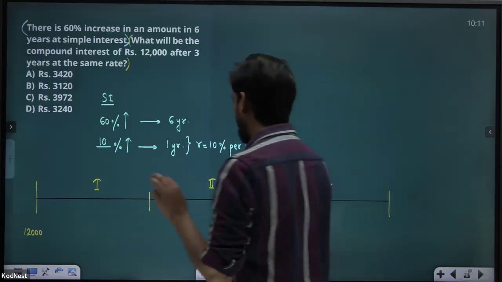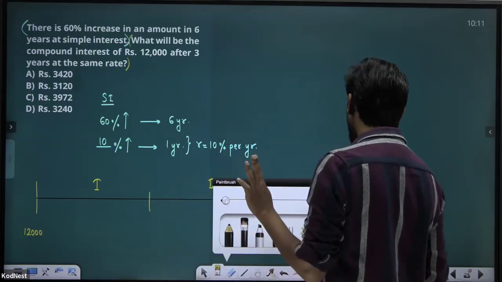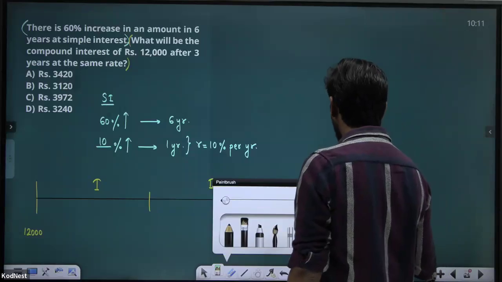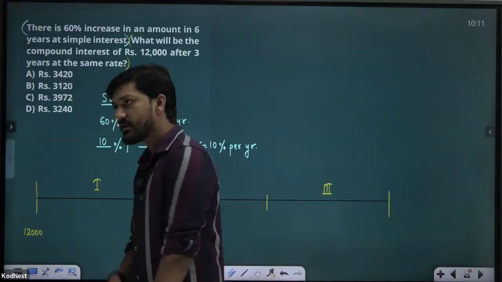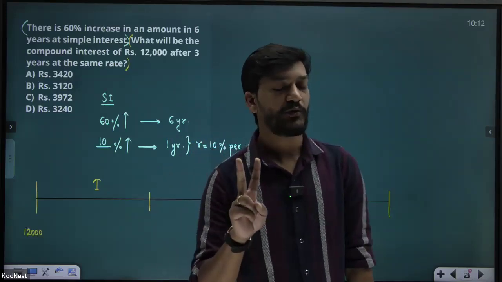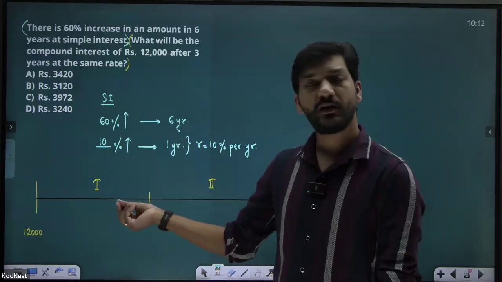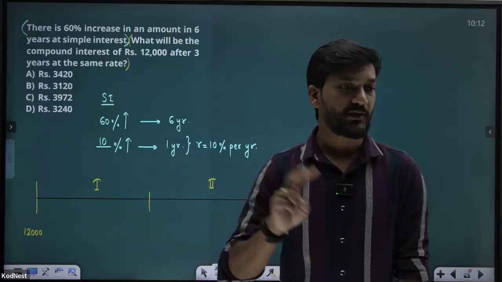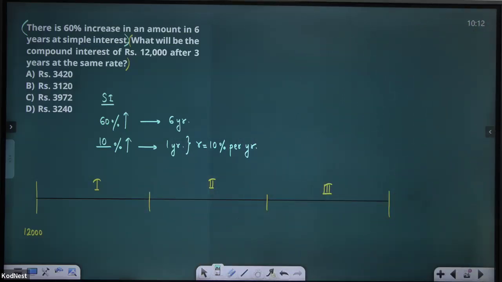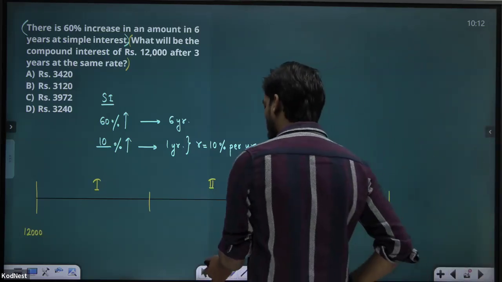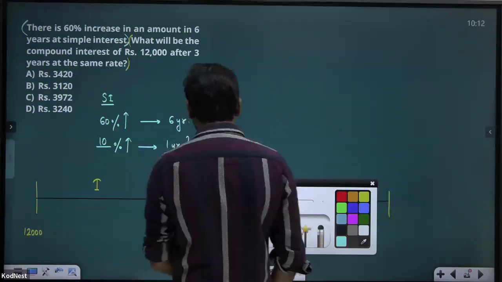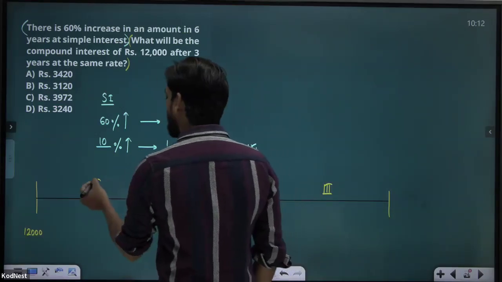Okay. So first year, second year, third year, one by one, you have to calculate. So let's start with the first year. When I start, that means two things I have to see: interest on principal and interest on previous interest. So interest on two things we have to calculate, principal and previous interest. Okay. Rate of interest is 10%.